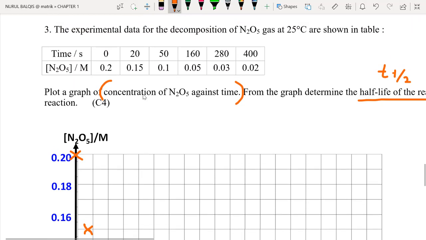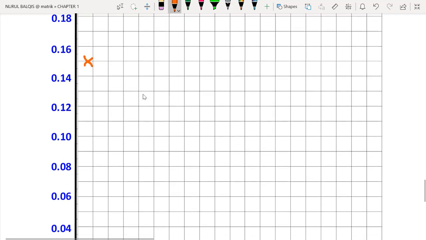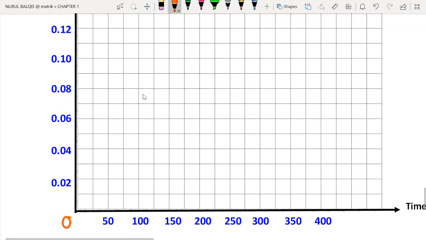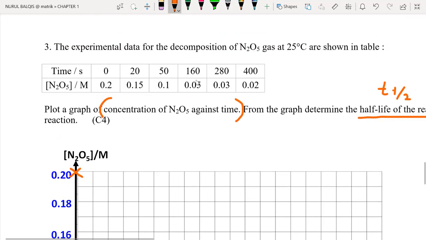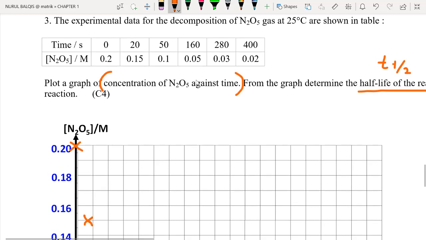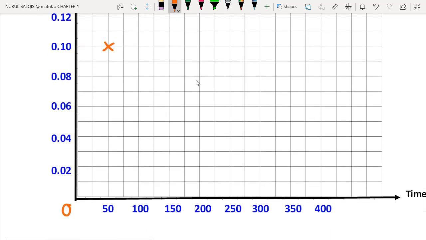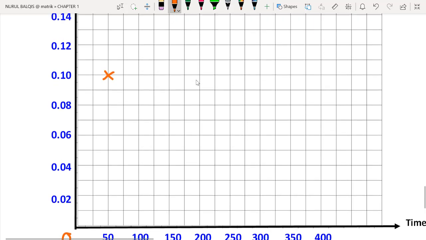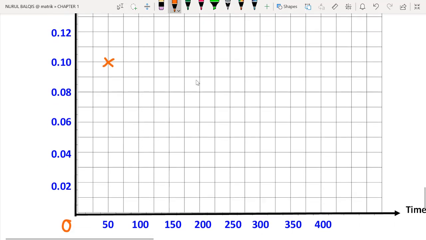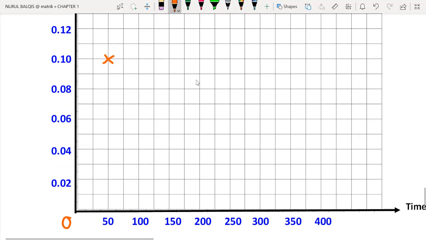Okay, and then for the third point, we have 50 seconds and 0.1 molar. So our 50 seconds and 0.1 molar is around here. And then followed by 160 seconds and 0.05. 160 seconds should be around here.